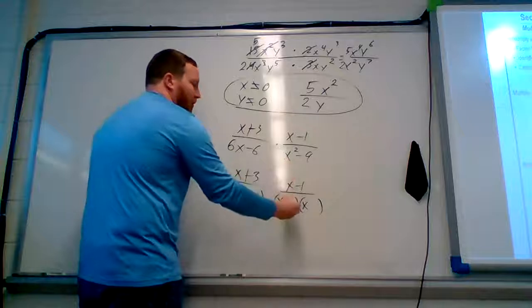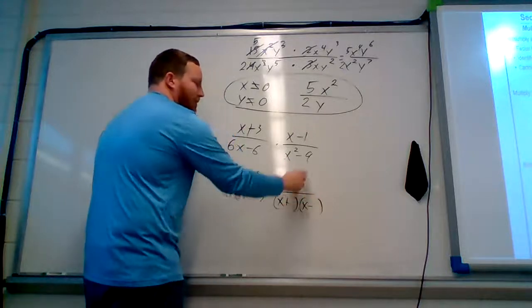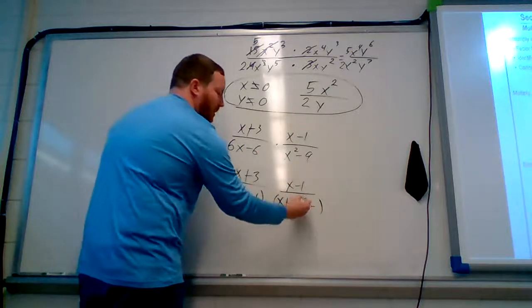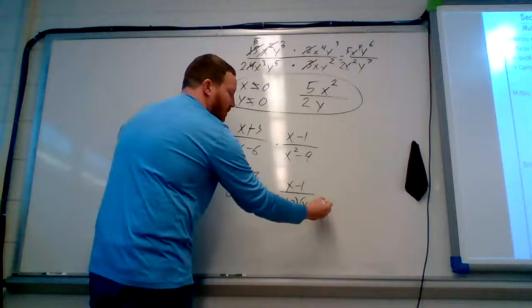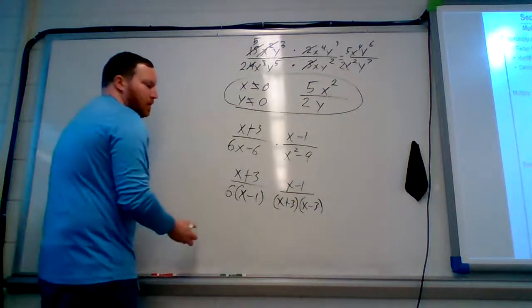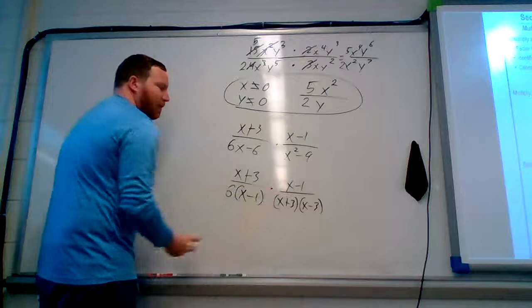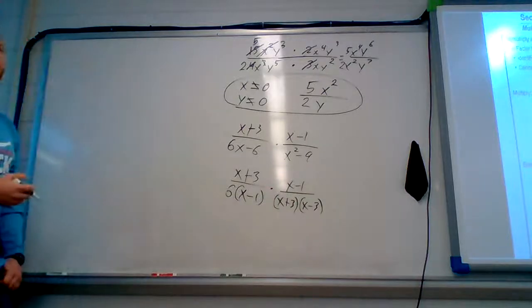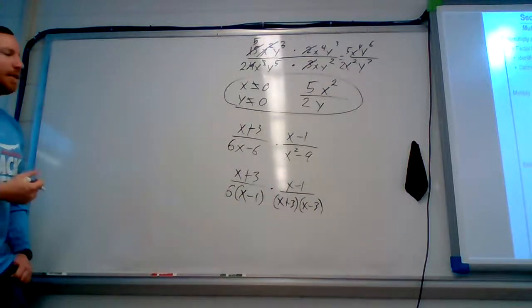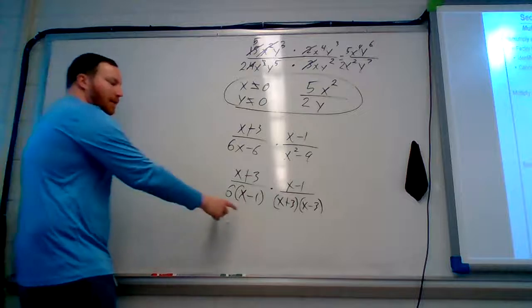Take the square root of the first, we get x. Take the square root of the second, we get 3. So everything is factored. Now we want to identify our values in our denominators that give us 0.